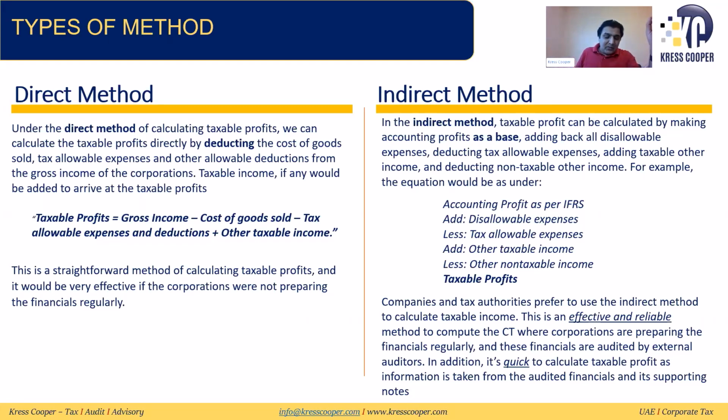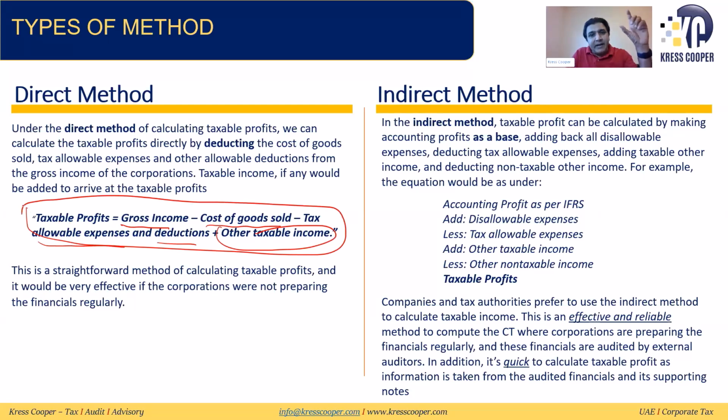As I mentioned earlier, here as well we will take gross income, cost of goods sold, tax allowable expenses and deductions, any other taxable income, and we will arrive at the taxable profits. This is the direct approach to calculate the taxable profits. It can be an indirect approach as well. In the indirect approach, we will take the accounting profit and adjust it to arrive at the taxable profits. Accounting profit will be the base. So first of all, we need to prepare the financial statements. From the financial statements, we calculate the accounting profit. This accounting profit will be mapped into the taxable profits.